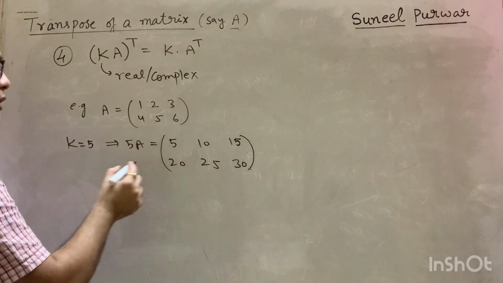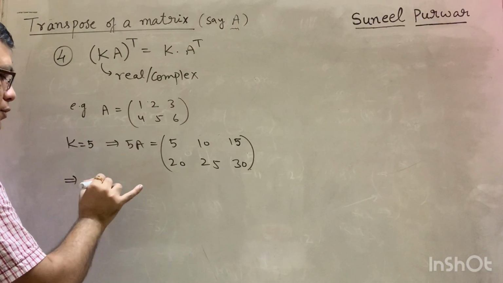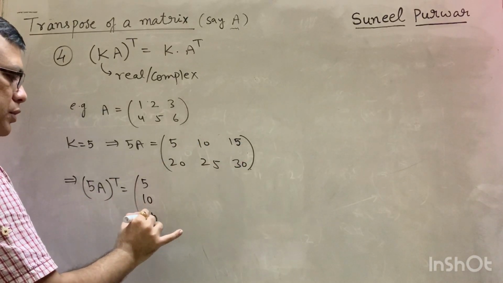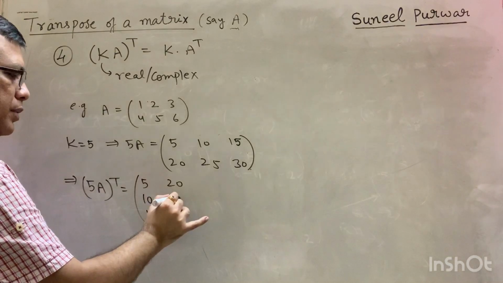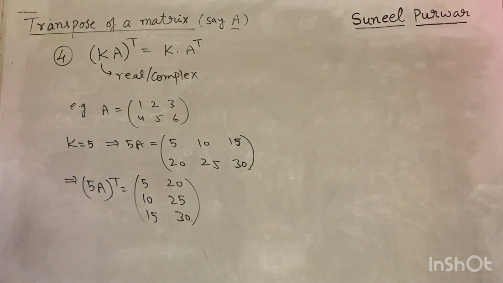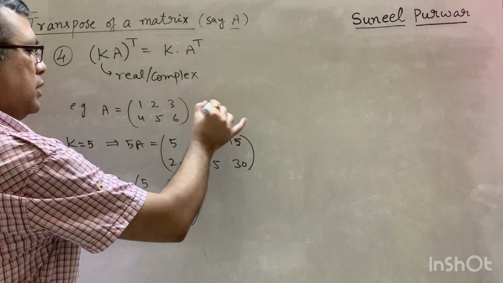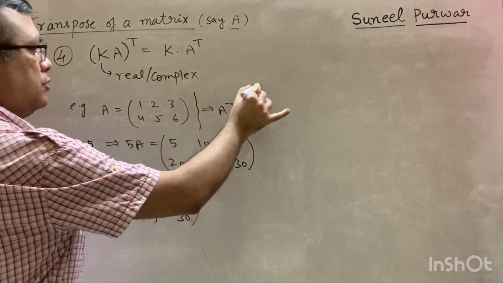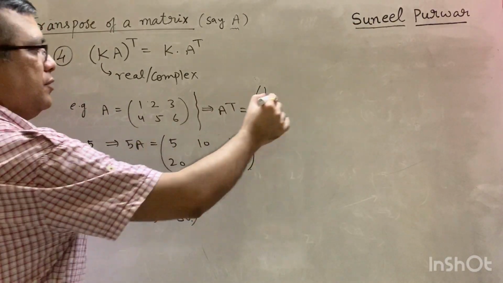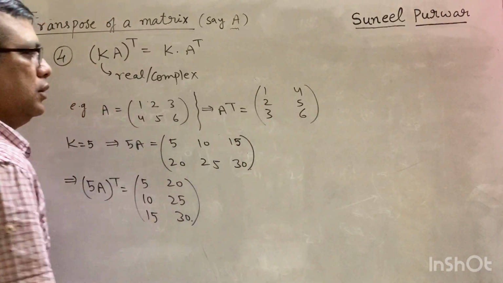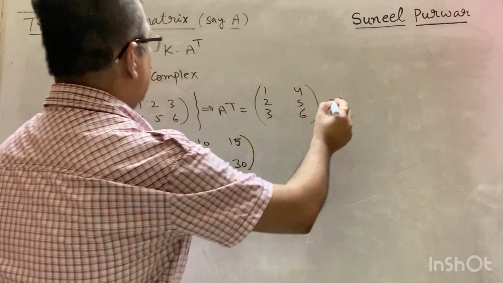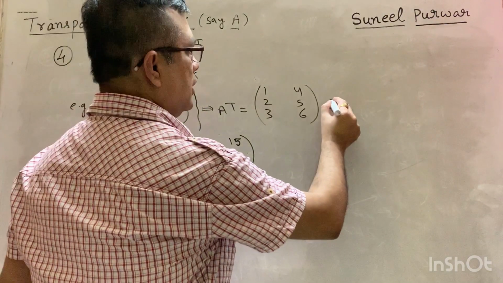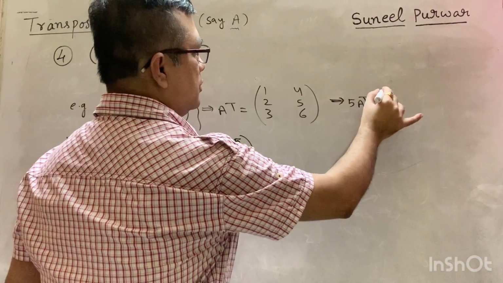This is 5A. And if you find the transpose of it, what is its transpose? First row comes here, second row will become the second column. And you see what is the A transpose? 1 2 3 and 4 5 6. So this is your A transpose. What is the number K I have taken here? 5. So 5 times of A transpose implies 5 times of A transpose.